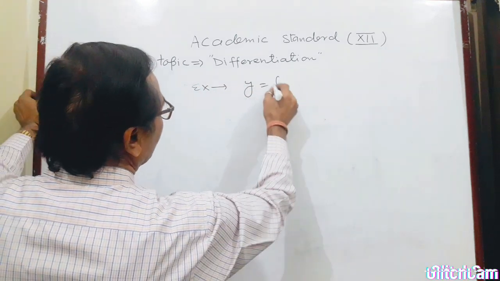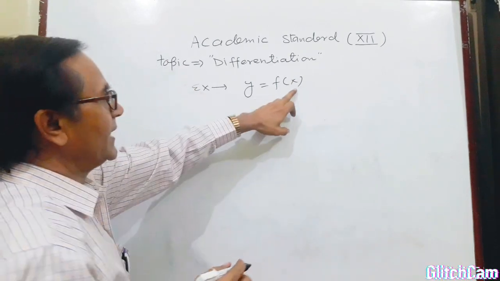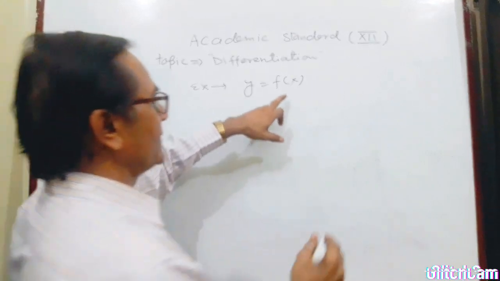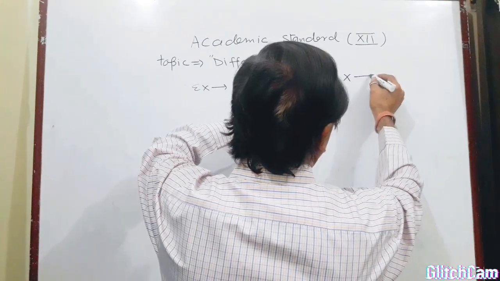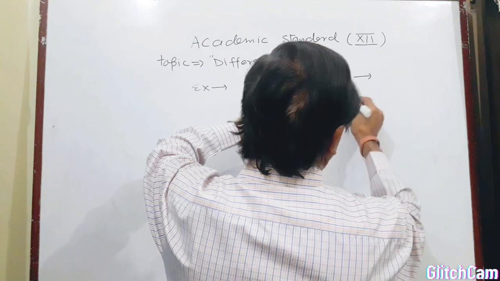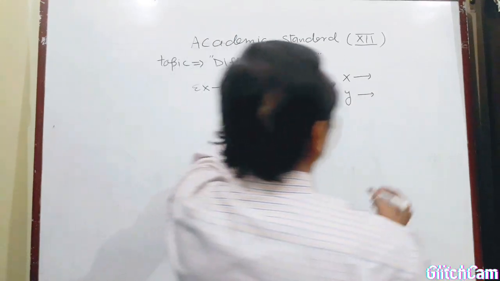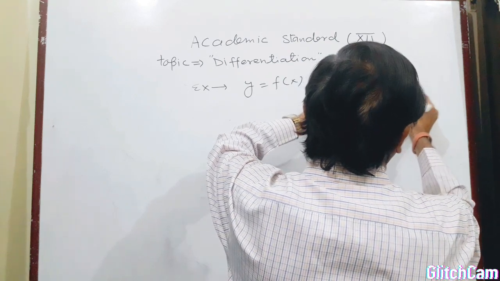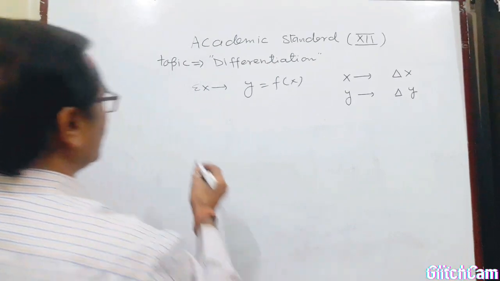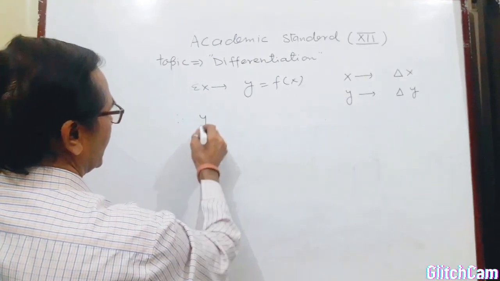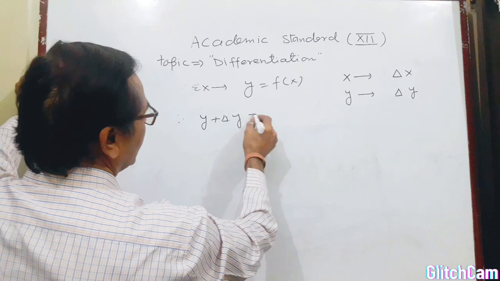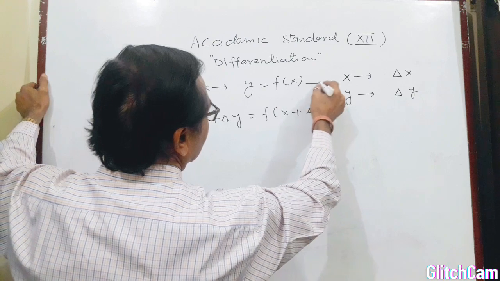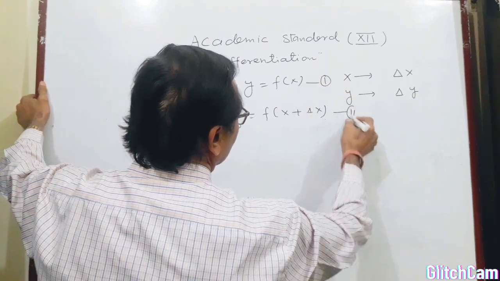y equals f(x). Here x and y both are variables, they are related to each other. If we increase the value of x, y will also increase. Therefore we can write the increased value as x plus delta x and the increased value as y plus delta y. We have to take y plus delta y equals f(x plus delta x). It is the first equation, it is the second equation.